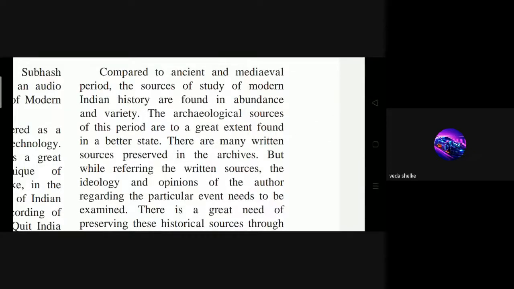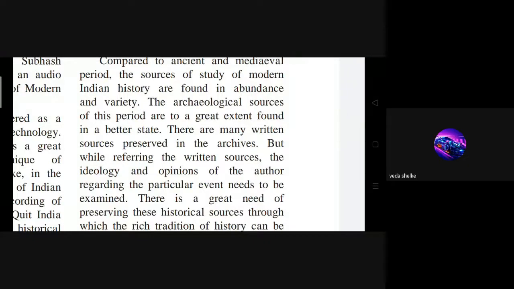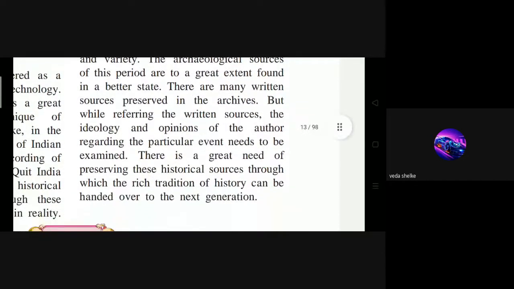Compared to the ancient or medieval period, the sources for the study of modern Indian history are found in abundance and variety. The archaeological sources of this period are to a great extent found in a better state. There are many written sources preserved in the archives, but while referring to the written sources, the ideology and opinions of the author regarding the particular event need to be examined. There is a great need of preserving these historical sources, through which the rich tradition of history can be handed over to the next generation.